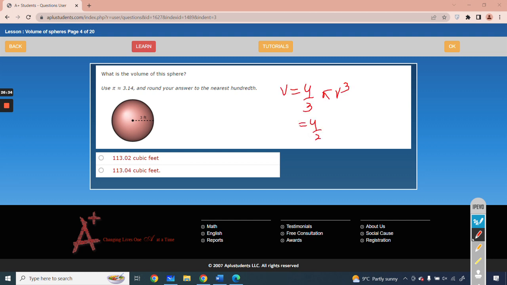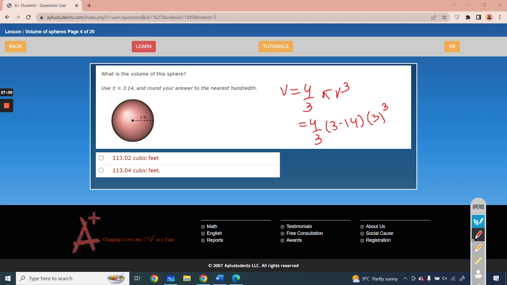It is 4 by 3, pi has the value 3.14, r has the value 3. Got it? So it would be 3 cube times 3.14. 3 cube is 3 times 3 is 9 and 9 times 3 is 27. So you have to do 27 times 3.14 times 4. That is 339.12, and then you have to divide it by 3. That would be 113.04. Got it?